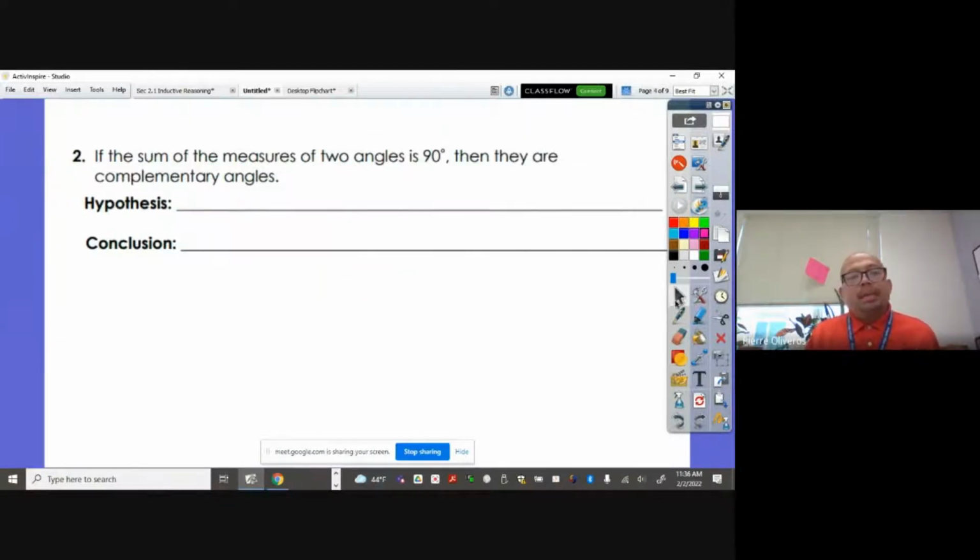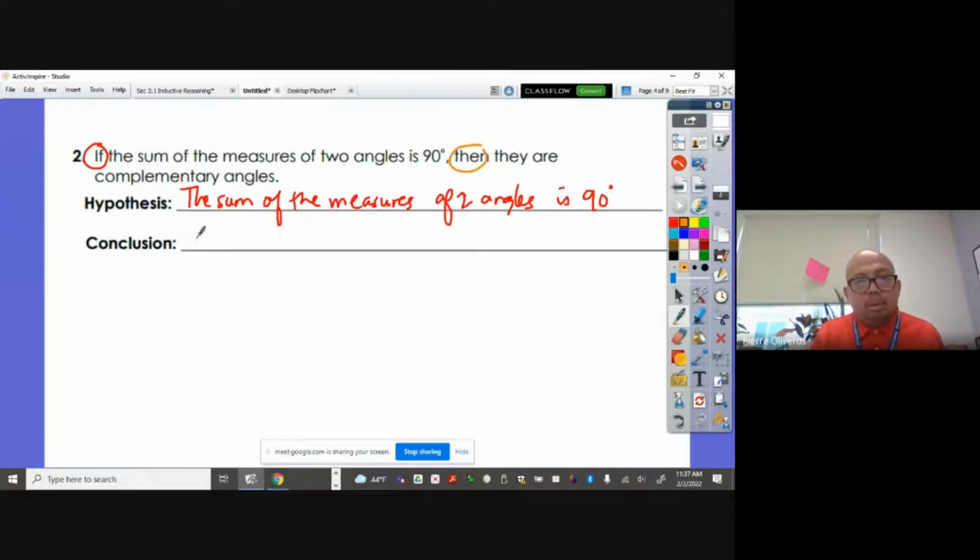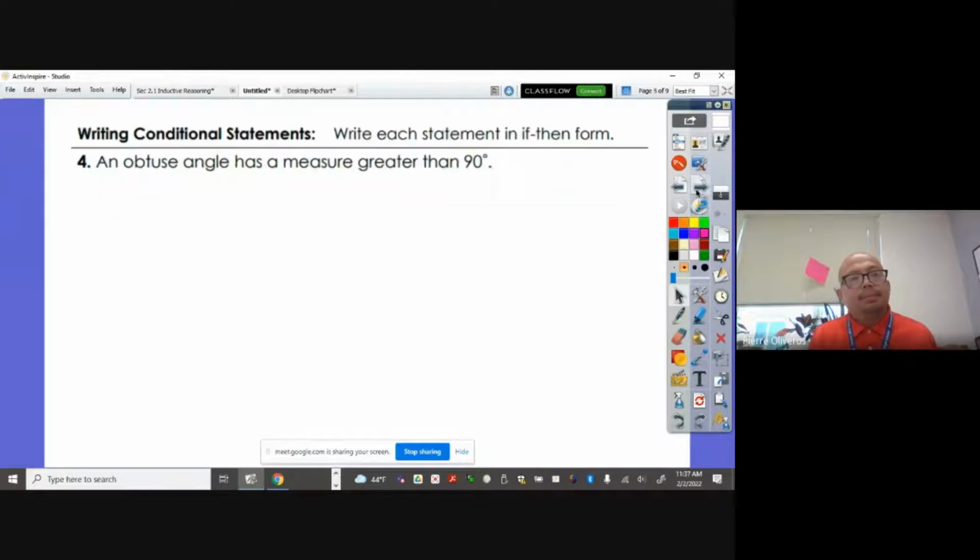Let's do it one more time. If the sum of the measures of two angles is 90 degrees, then they are complementary angles. This is the if, so my hypothesis is the sum of the measures of two angles is 90 degrees. Then, the next statement is my conclusion: they are complementary angles.